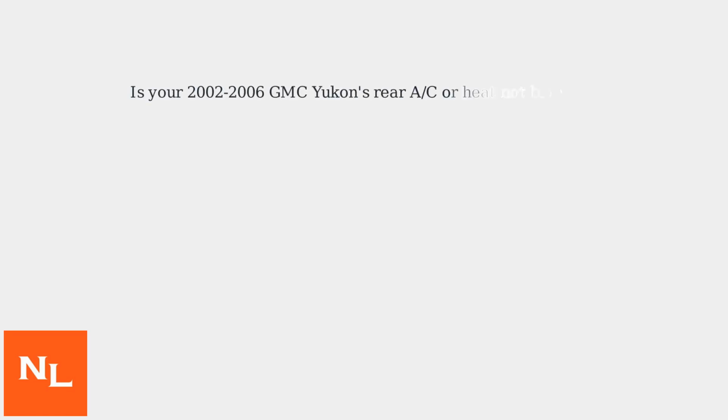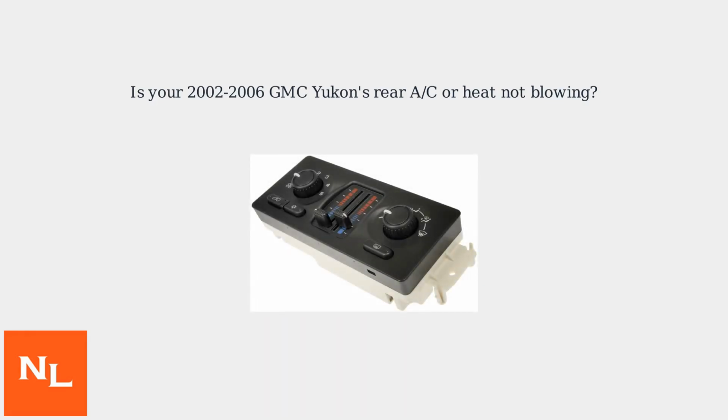Is your 2002-2006 GMC Yukon's rear AC or heat not blowing? The most common culprit is a faulty rear blower motor resistor module. This component controls the fan speed by regulating electrical resistance to the blower motor. When it fails, you might experience the fan only blowing on high or not at all.